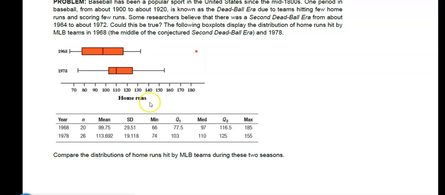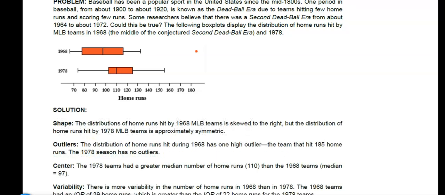If you want to compare 2 box plots, you can do that. Compare the distributions of these seasons. To do that, you want to use comparative words. The shape is skewed to the right for 1968, but 1978 is approximately symmetric. It's not perfectly symmetric, but it's appropriate to say approximately symmetric. There is one high outlier for 1968. There are no outliers for 1978. I wonder who that was. Hit so many home runs.